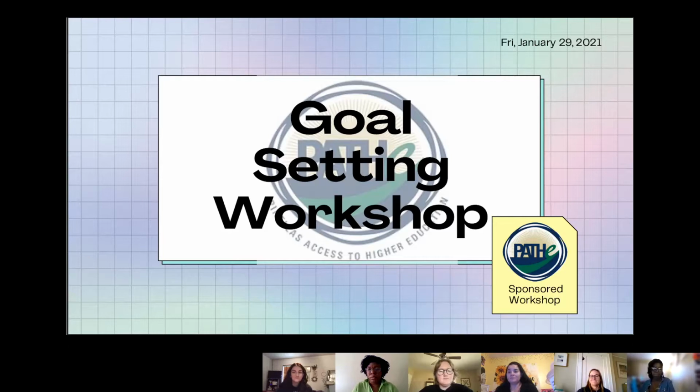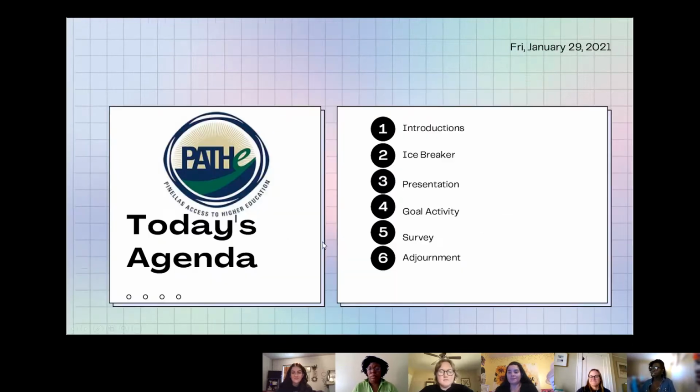Activities. But today we'll do a really quick introduction. As you know, this is our goal setting workshop. So we'll do a quick introduction, have some icebreaker, and then go into the presentation, do a quick activity about SMART goals or goals, and then do a survey, and then leave and then start working towards those goals.